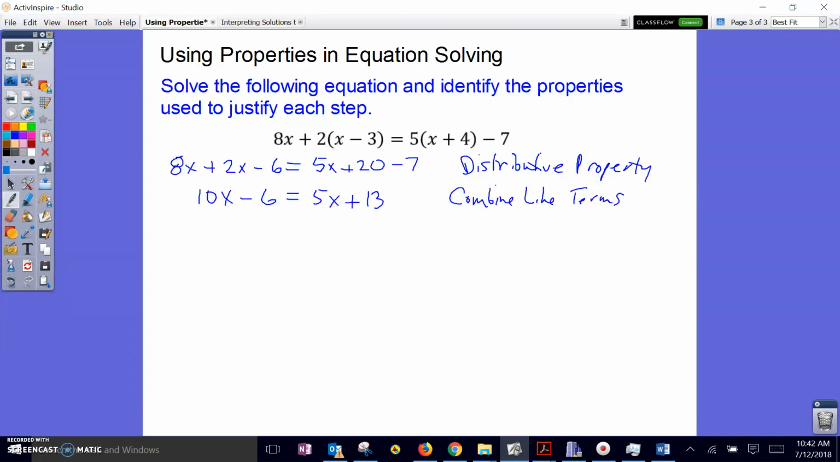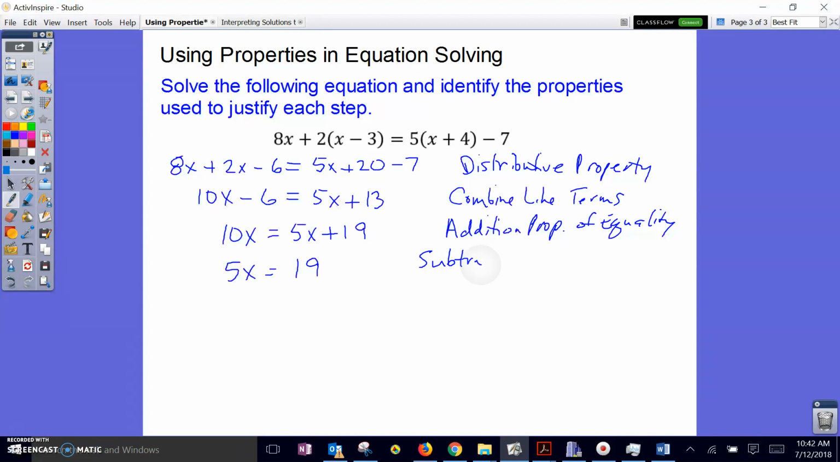And now, let's see, I want to move my numbers over, so I'm going to add 6 to both sides. When I add something to both sides, it's the addition property of equality. And then I'm going to get my x's all on one side. I'm going to subtract 5x from both sides. Subtracted something from both sides. That's my subtraction property of equality.